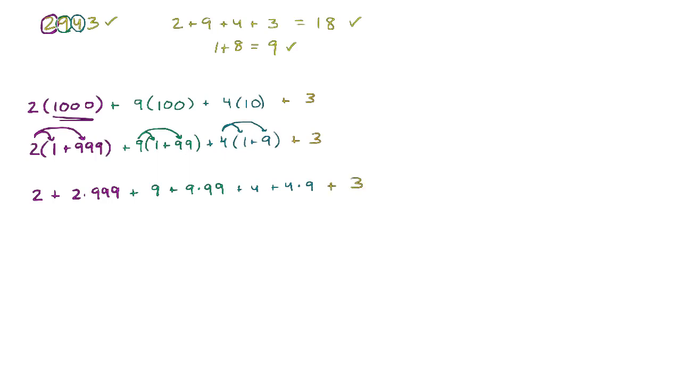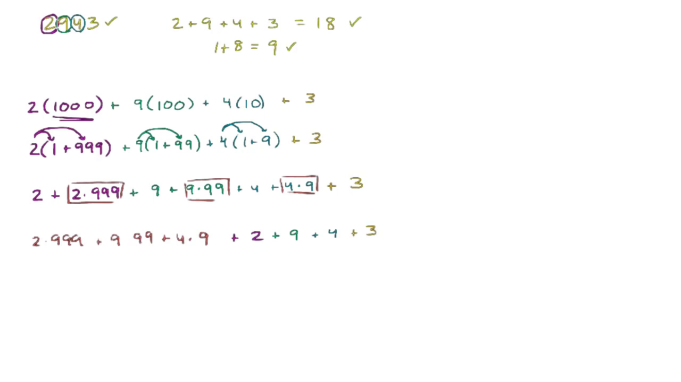Now I'm just going to rearrange this addition. So I'm going to take all the terms where I'm multiplying by 999, 99, and 9, and I'm going to do that in orange. So I have 2 times 999, plus 9 times 99, plus 4 times 9. So that's those three terms. And then I have plus 2, plus 9, plus 4, and plus 3.